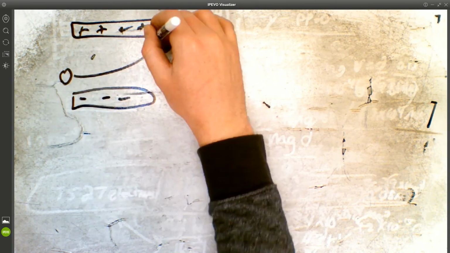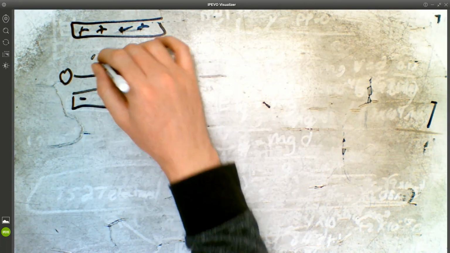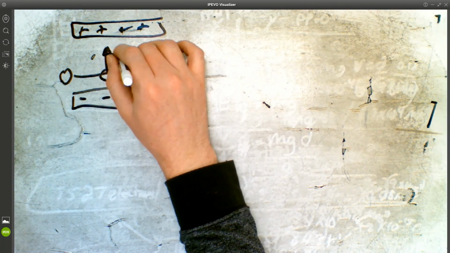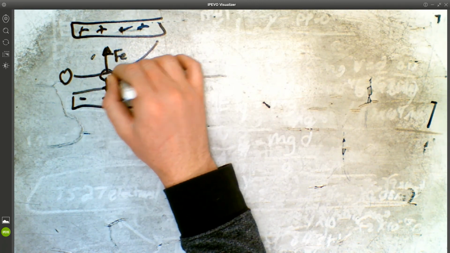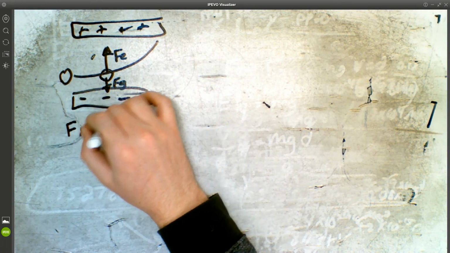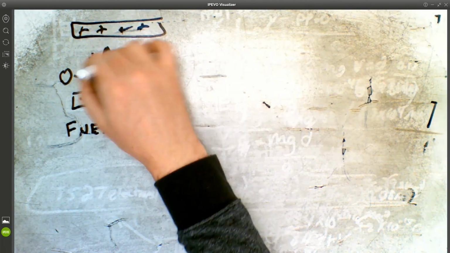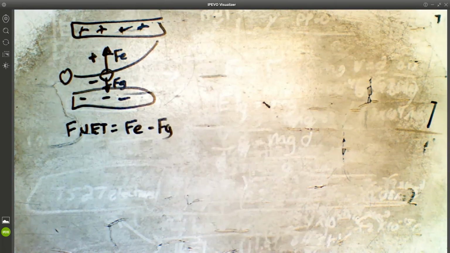It's going like this, like that. So when it's between these plates, because it has a big mass, obviously it feels electric up, but our force of gravity is downwards like that. So when we write an F net equation, it's going to be positive force electric, negative force of gravity.